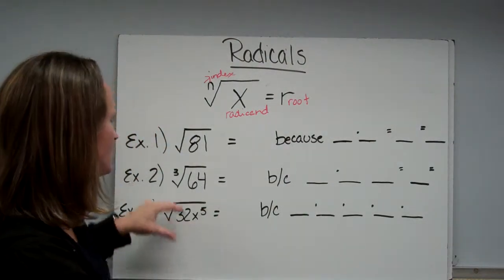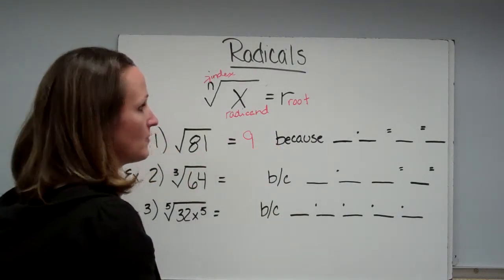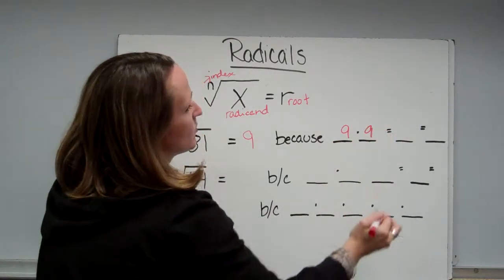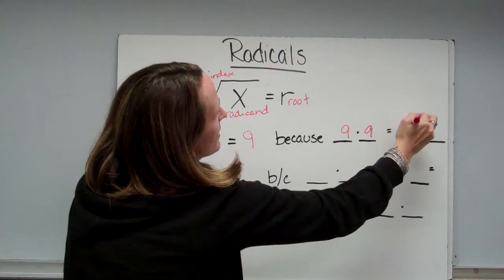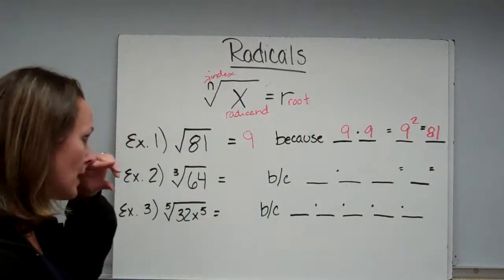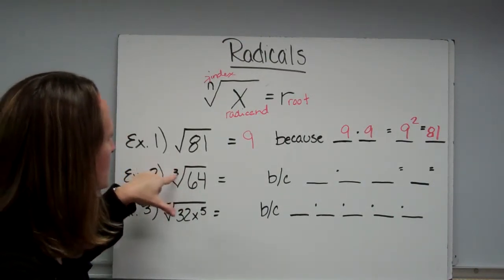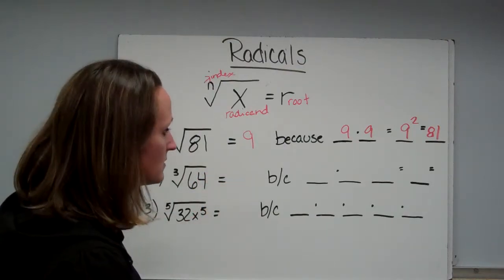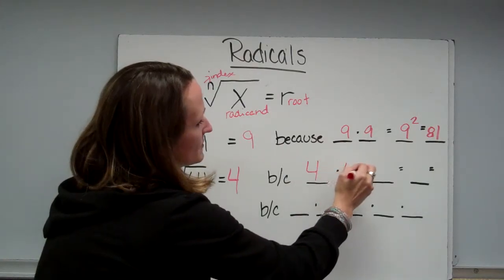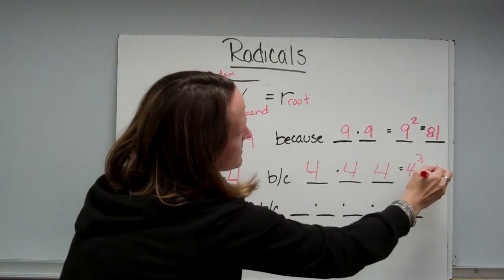Alright, so let's look at some examples. The square root of 81 is equal to 9, because the square root of 81 is equal to 9 times 9, or 9 squared, and 9 squared is just 81. Alright, the cube root, notice this time I changed my index to 3. The cube root of 64 is 4, because 4 times 4 times 4 is equal to 4 cubed, which gives us 64.